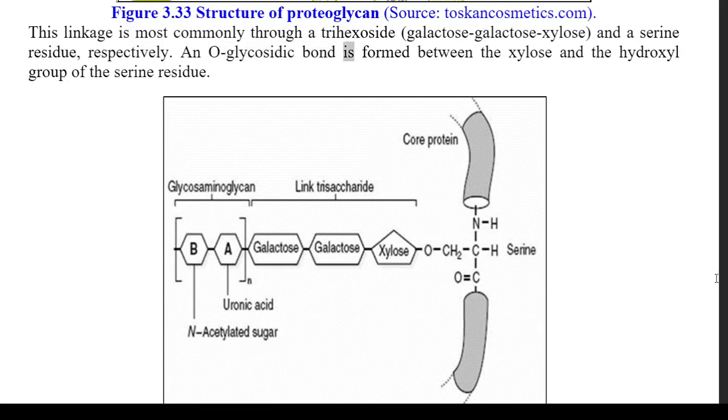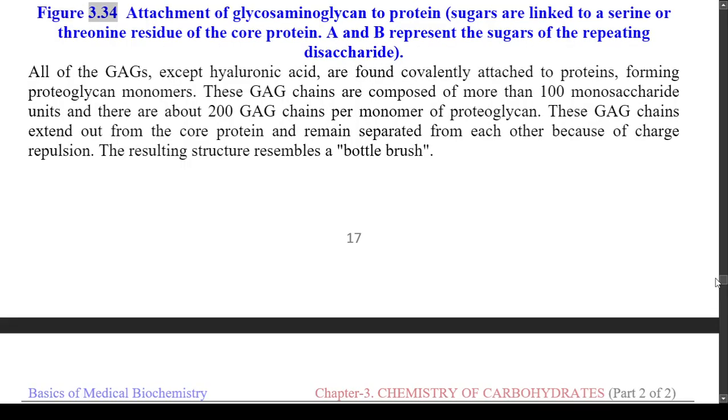An O-glycosidic bond is formed between the xylose and the hydroxyl group of the serine residue. Figure 3.34 Attachment of glycosaminoglycan to protein. Sugars are linked to a serine or threonine residue of the core protein. A and B represent the sugars of the repeating disaccharide. All of the GAGs, except hyaluronic acid, are found covalently attached to proteins, forming proteoglycan monomers.